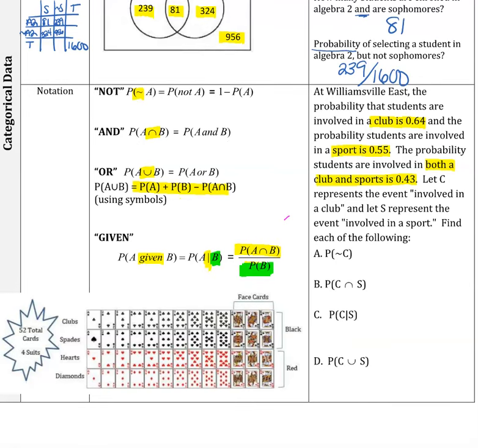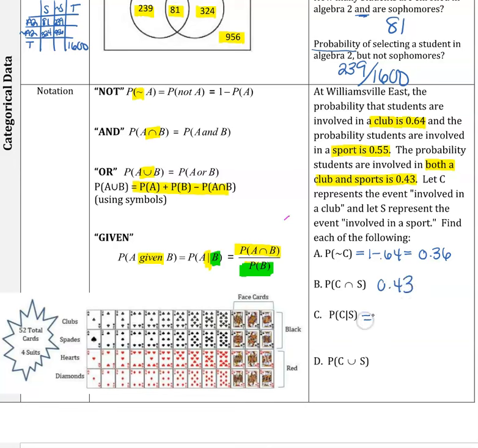So the first thing they're asking me is the probability of not being in a club. Well, if being in a club is 0.64, then not club would be 1 minus that, which would be 0.36. This is asking for the and, which they actually told you. Club and sport is 0.43.